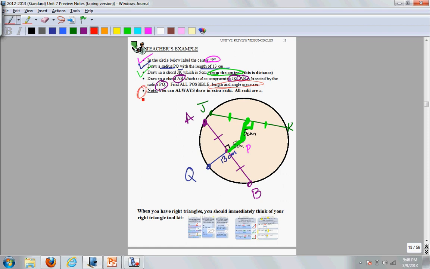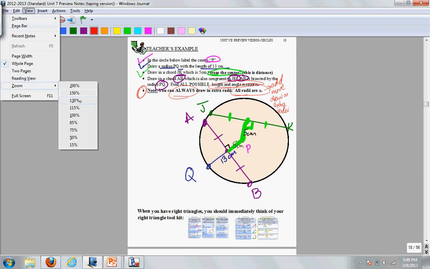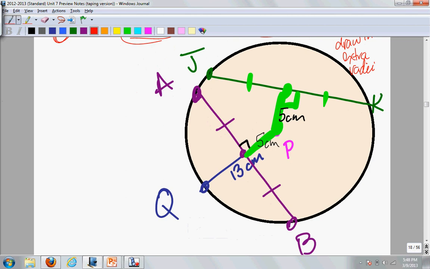One key thought here is when you find everything possible, you can always add, move, or draw in extra radii. And the reason why is because all radii are congruent. So let's see what we can figure out here. Bring this nice and close now. Well, let's see what we do have. We have 5 here, and we know this whole thing is 13. Let's bracket from here to here is 13.